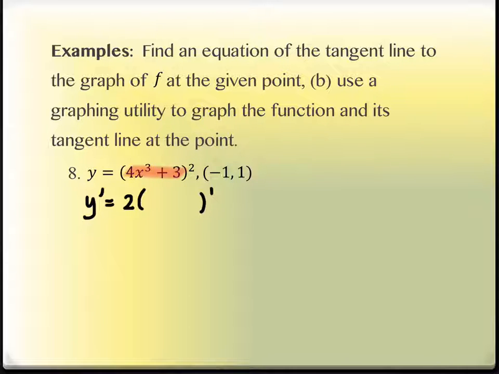What goes inside the parentheses? 4x cubed plus 3. Right. The exact thing that was inside the parentheses before. Excellent. And then we're going to be multiplying this by the derivative of the 4x cubed plus 3, which is what? 12x squared.